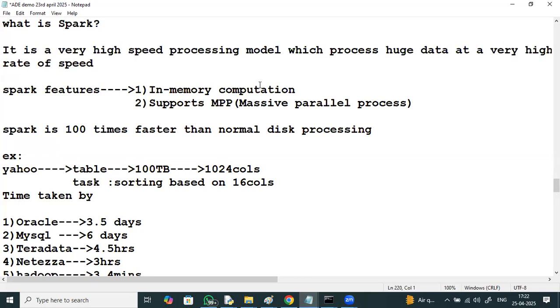Mainly in-memory computation: data is stored in the RAM and processed within the RAM, that is memory level storage and memory level processing, because of which it is very fast. It supports MPP, massive parallel process. Spark is 100 times faster than normal disk processing.